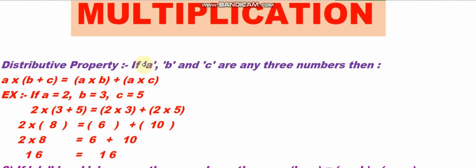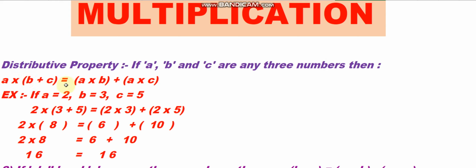Multiplication. Today our topic is the distributive property and the types of multiplication. First property, the distributive property. If A, B and C are any three numbers, then A into B plus C equals A into B plus A into C.